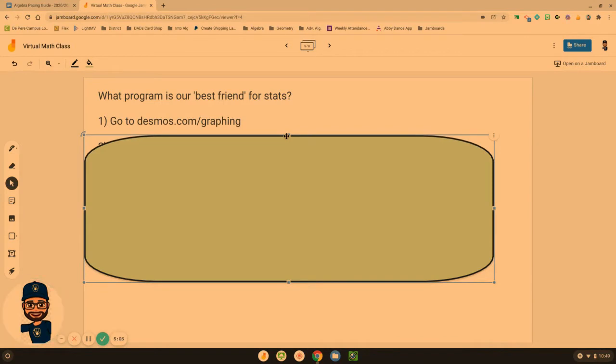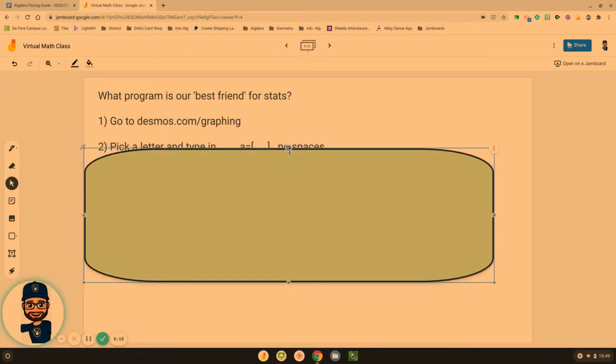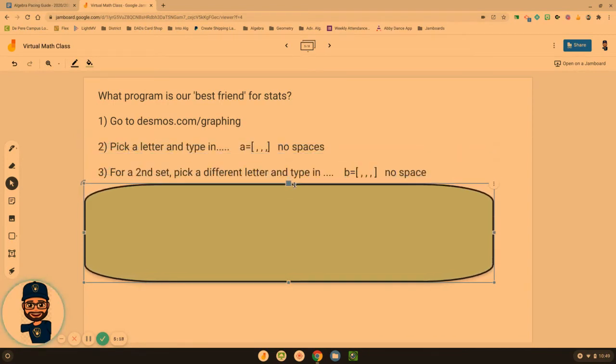And remember, we've done part of this already by putting sets into Desmos so that we could find mean and median. And it's a very similar process. We're going to go to Desmos, and then we're going to create those sets. And sometimes we might have two sets, right? So maybe the first set, we're going to pick a letter, and we're going to go A equals bracket number, comma, number, comma, number, comma, and so on, right?